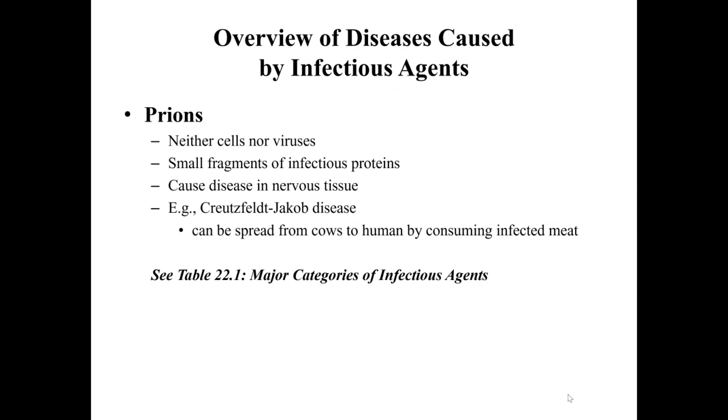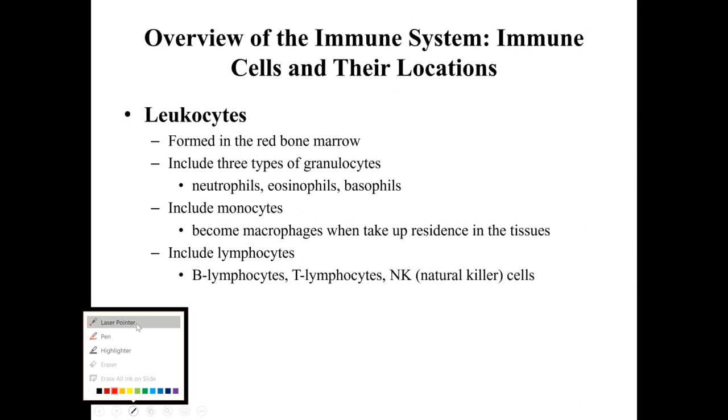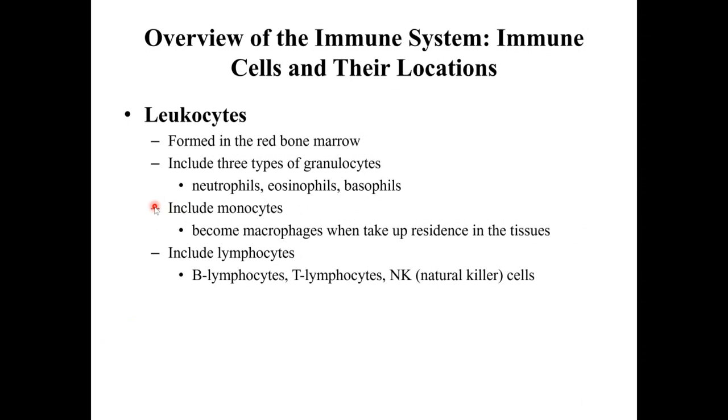Anyway, we left off with prions, those proteins that are renegade. And let's talk about right now, to start off with, the cells of immunity and where we might find them. Leukocytes, white blood cells. We've talked about those. We know they're formed in the bone marrow, and we've talked about all these before. No need to take that up.